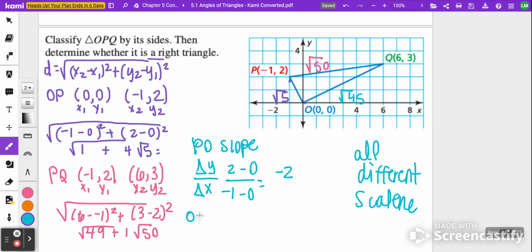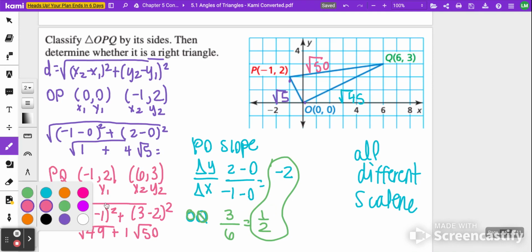My OQ slope, we'll do that in green to sort of match that. Again, change in y over change in x. 3 minus 0 is my y. 6 minus 0 is my x. This is going to reduce to 1/2. So right now it looks like PO and OQ are perpendicular because they have opposite reciprocal slopes.